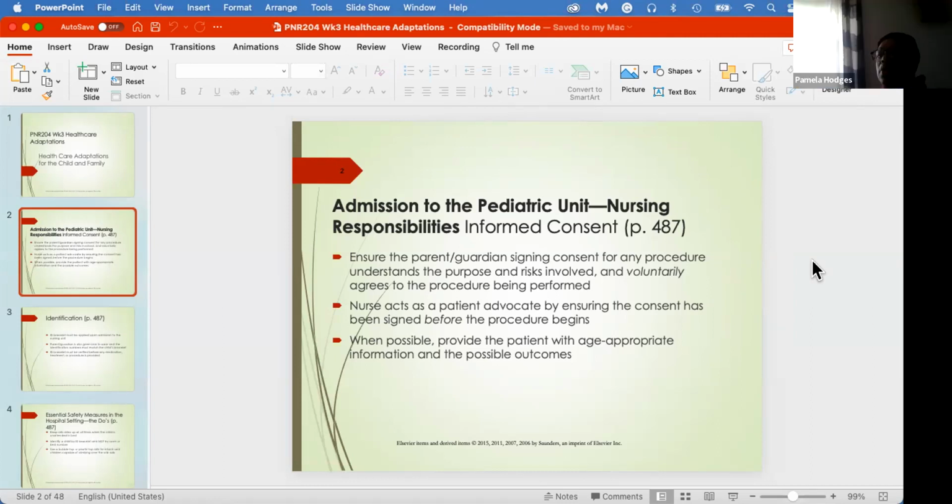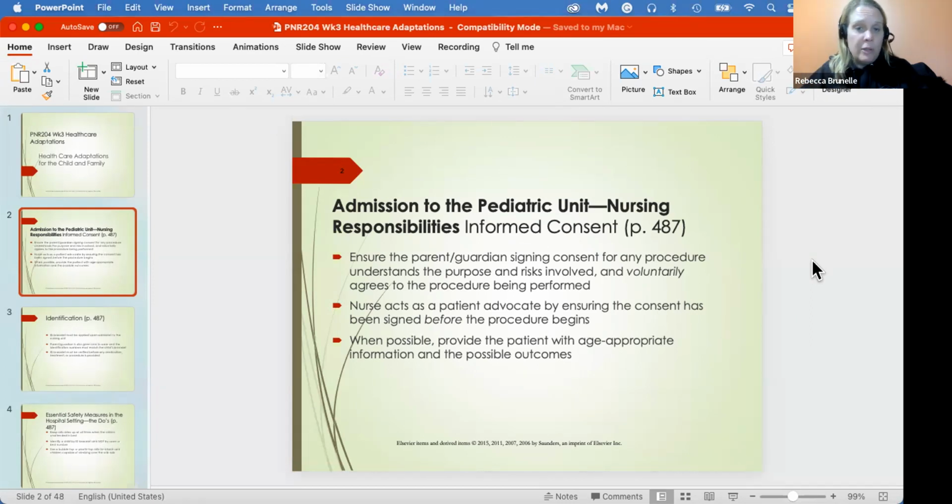The parent. Almost always the parent or the legal guardian. What sorts of pediatric patients can sign their own consent? Emancipated minors. Very good.